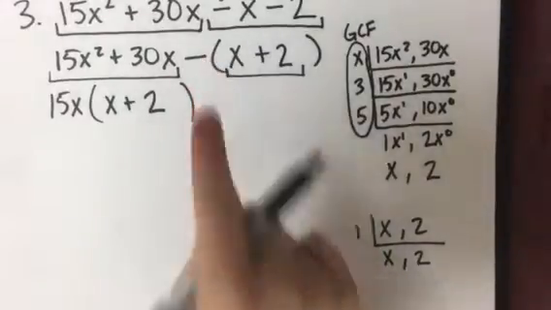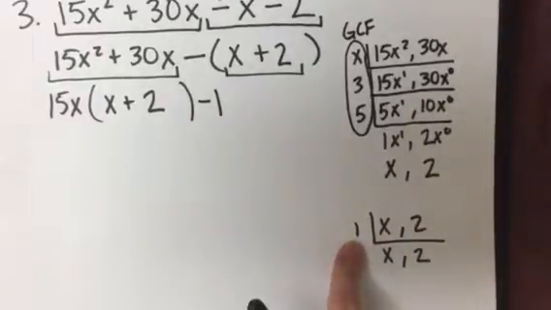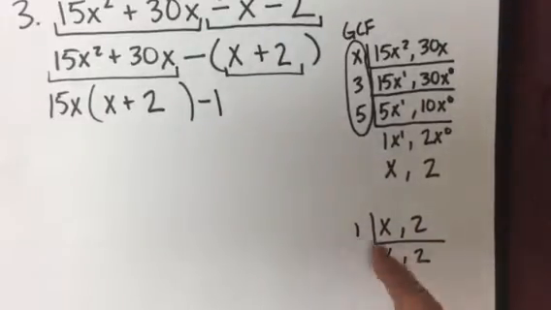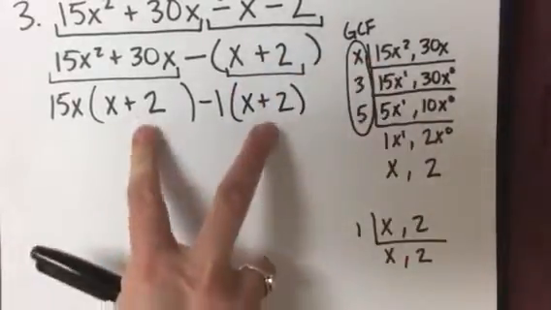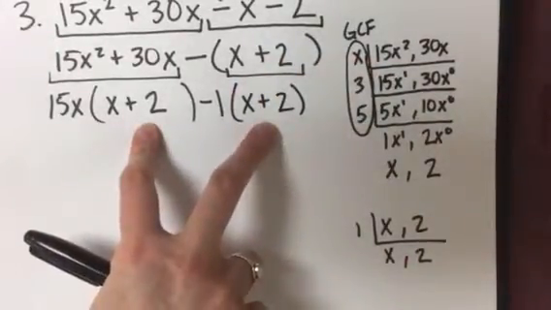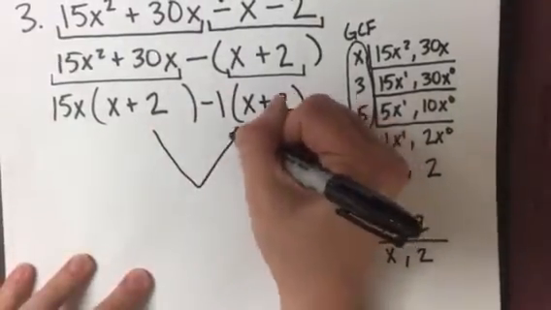Bring down the negative you've already factored out. Our GCF was a 1 for that second group. And your leftovers are x plus 2. Once again, matching the leftovers of the first group. You should see that when factoring by grouping.